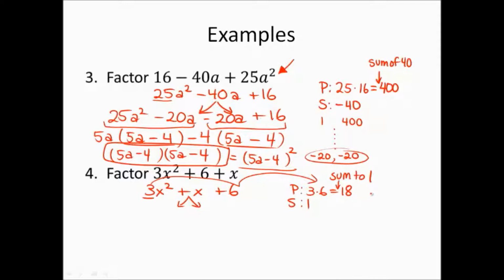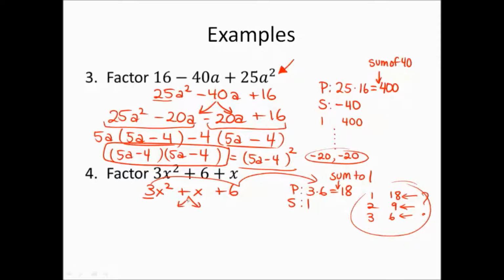So let's look at all our possibilities. 1 times 18, 2 times 9, 3 times 6, 4 times no, 5 times no, 6 times 3. Those are all the possibilities, and we want them to add to 1. Do any of these add to 1? Yikes. So, in this case, nothing works for splitting the middle term.